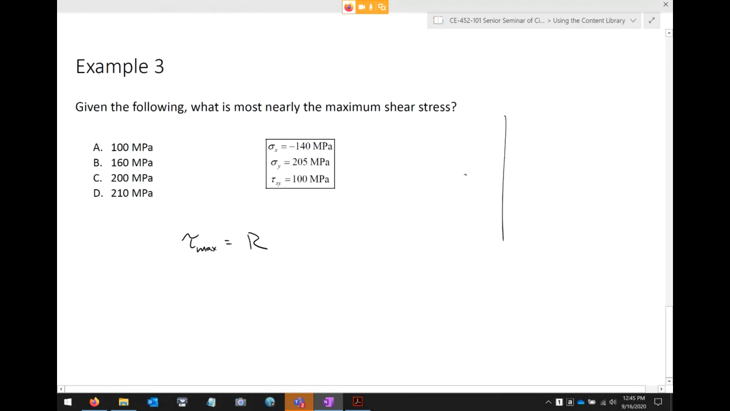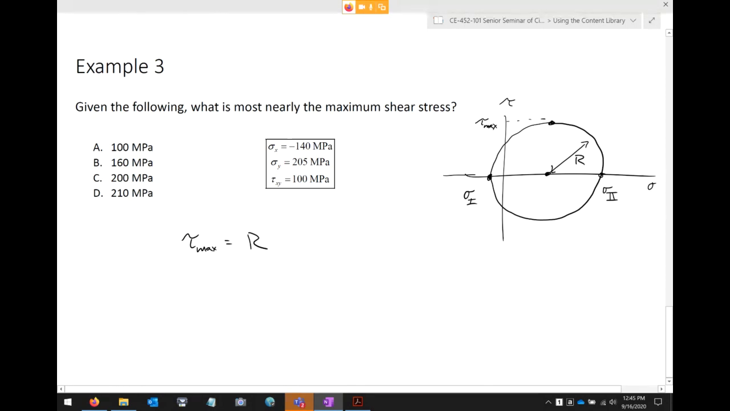And again, what we're doing is, here's your plot. You plot the normal stresses on the x-axis, the shear stresses on the y-axis. And I haven't computed the principal stresses. I don't know what those values are going to be. But let's say it's something like that. This is one of your principal stresses. This is the other. And this is your maximum shear stress. But all that's going to be is just the radius.